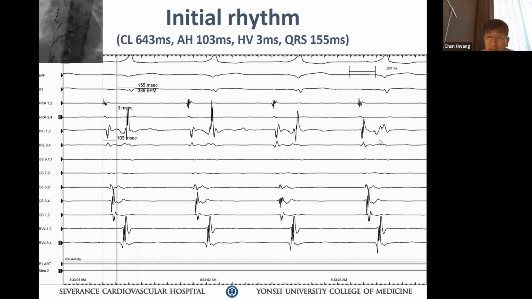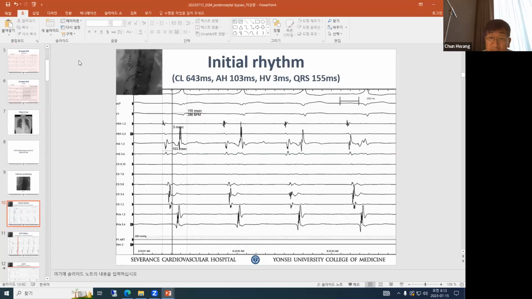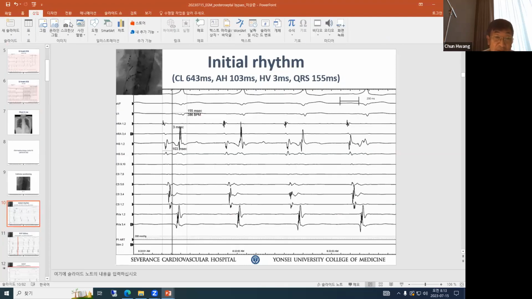Your His area, you still think is early? Very nice His potential, sharp. Then what is that? QS. But if you draw the line there, which one is earlier? The CS is earlier, that's earlier. Look at the CS 5 and 6. What happened there? Okay, CS 5, 6.